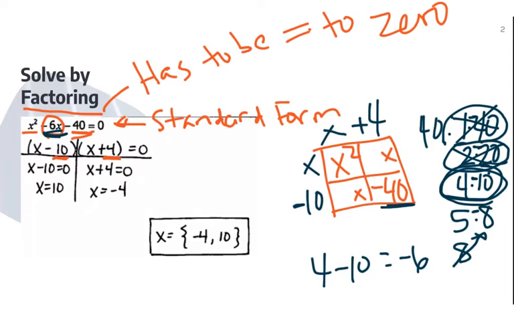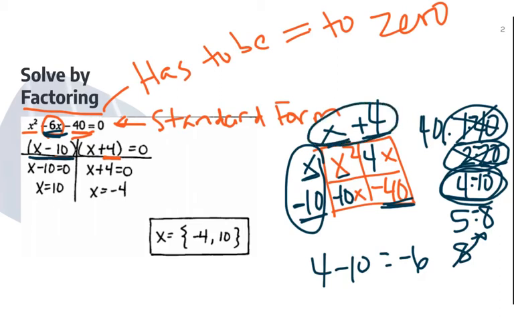And that should work. So x times x gives me x squared. x times 4 gives me 4x. Negative 10 times x is negative 10x. And negative 10 times 4 is negative 40. All right, so I have everything I need. And these are my 2 factors. One factor is x minus 10, and I see that written here. And the other factor is x plus 4 written there. So that's where they got these factors.